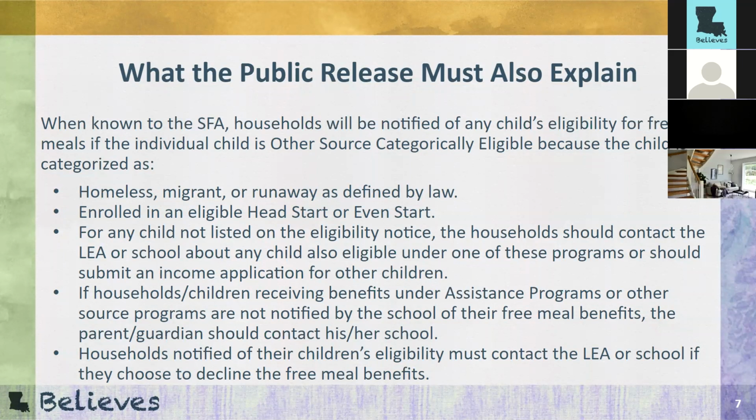The households must also be notified of any children's eligibility, and they can contact you if they want to decline the free benefits. So even though they may be eligible for free benefits, so you find them on a DC list or they're in an eligible Head Start program, they have the right to decline those benefits. And that notice and that public release explains that they can contact you if they would like to decline those free benefits.